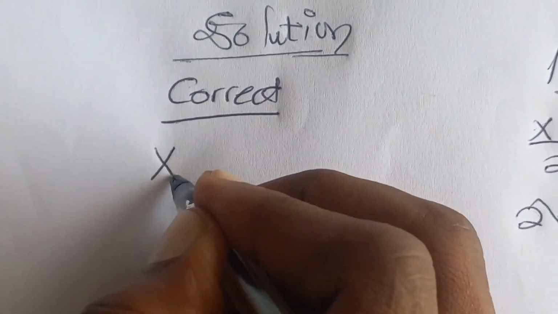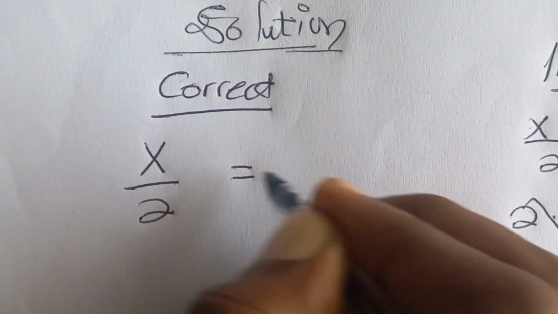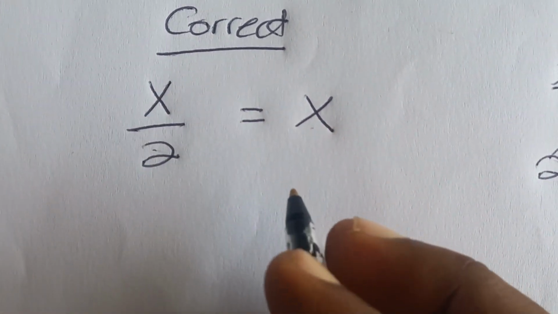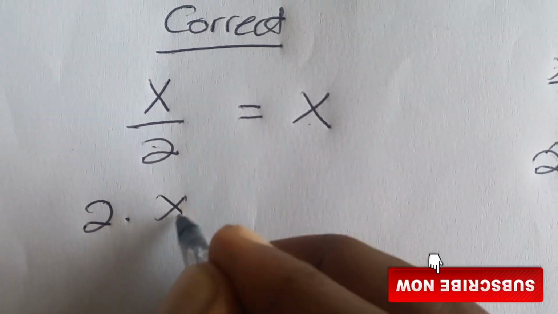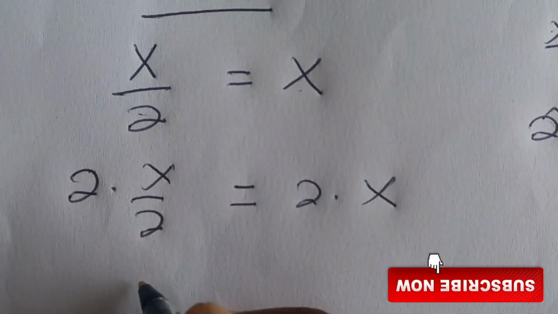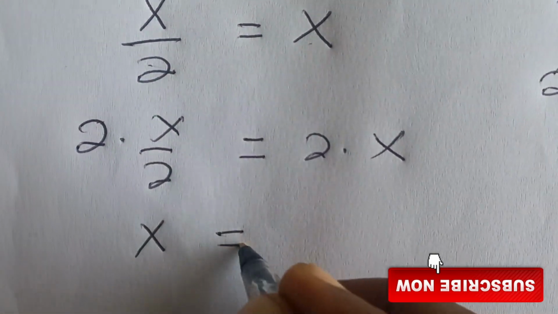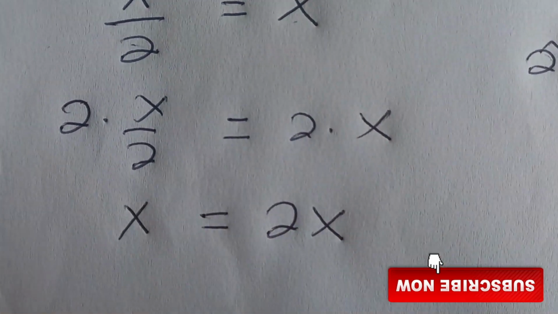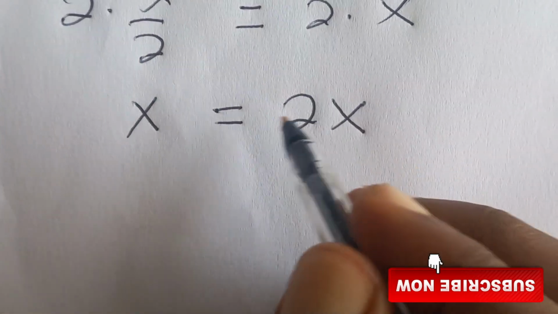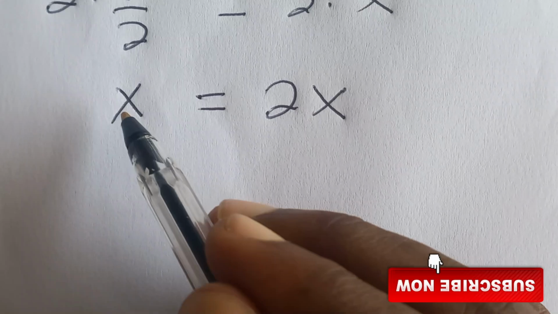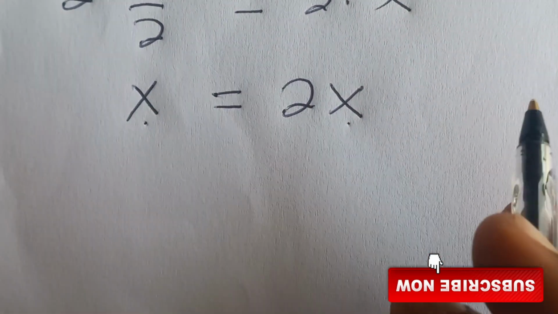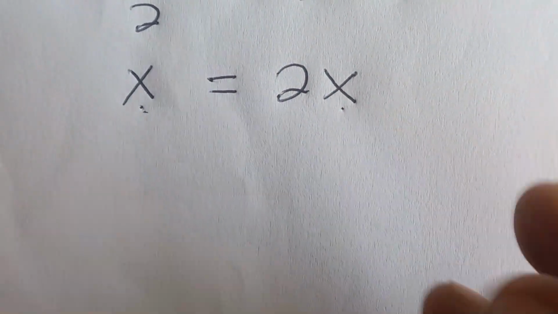So we have x on 2, which is equal to x. Now we multiply both sides by 2. So we have 2 multiplied by x on 2 is equal to 2 multiplied by x. So we are going to get x, which is equal to 2x. So from here, watch this carefully. What we are going to do is, whatever now we do to the left hand side, it should happen to the right hand side. So now we subtract x from both sides.